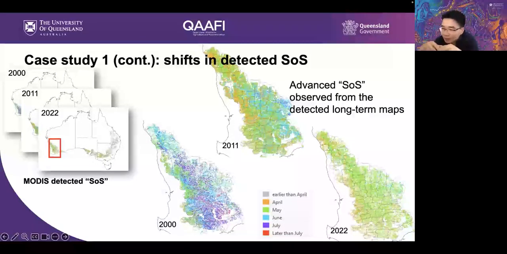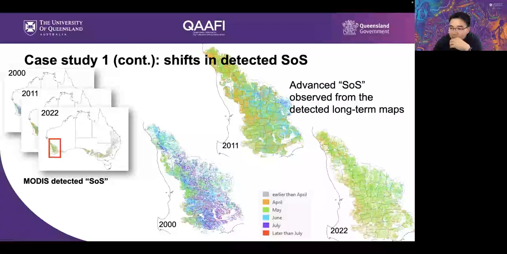The next one, this map sequence here, illustrates the progression in the detected start of season of the winter crop season in Australia, especially in the Western Australia regions. In 2000, the cropping season commenced mainly in June and July, denoted with the green and light blue colors. But when we fast forward to 2011, advancement is noticeable with the season beginning mostly in May to June. And by 2022, the majority of crops start in May, showcasing a significant trend towards earlier season onset over the past two decades.